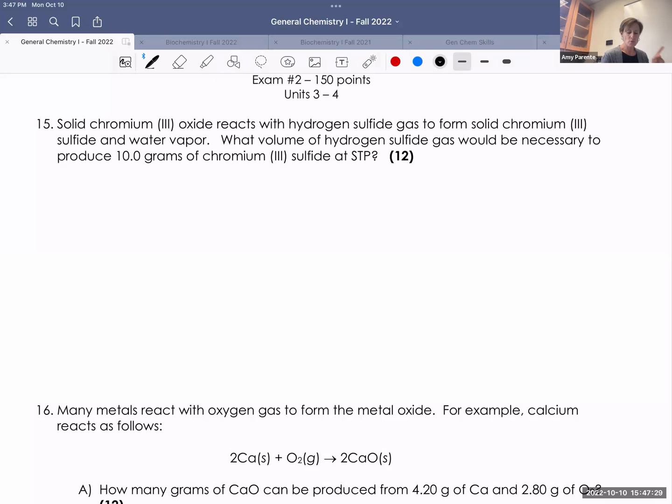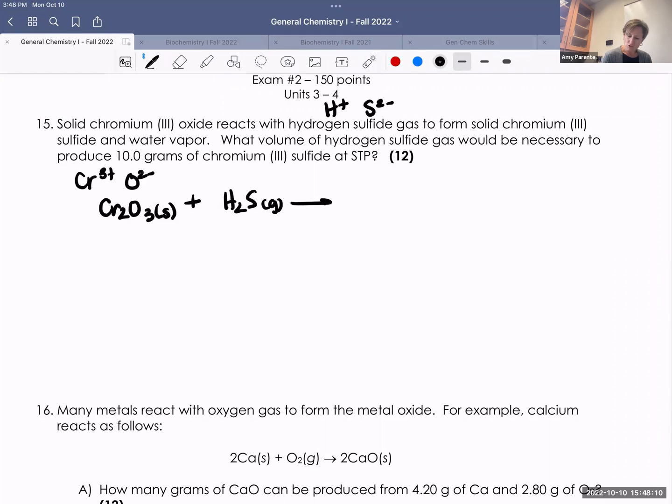So chromium 3 oxide. Let's break this apart and see how we piece this together. Chromium 3 means I've got a chromium 3 plus, and oxide is O2 minus. So the chemical formula for that is Cr2O3. So solid chromium oxide reacts with hydrogen sulfide gas. Sulfide is S2 minus, and I'm going to have enough hydrogens, which are +1, so that I end up with something neutral. So this is going to be H2S, and that's a gas.